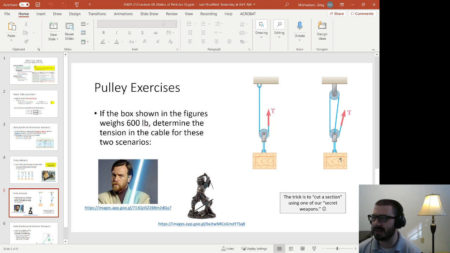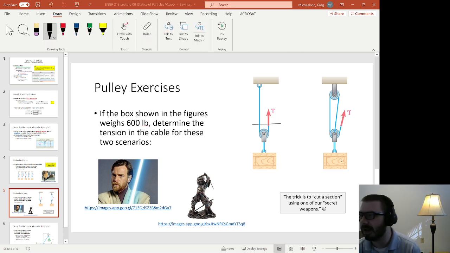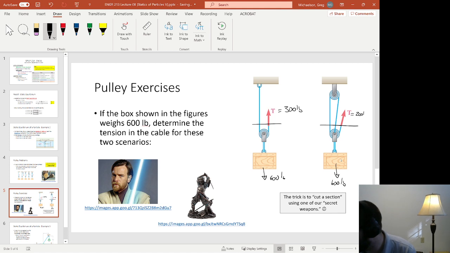When you look at some of these examples that you see here on the slide, for instance, if I were to samurai sword or lightsaber through this example on the left, I would be cutting through two ropes. So if this was 600 pounds, then T would be 300 pounds. Whereas, and let's just keep the box the same weight, with this, the tensile force would be 200 pounds.